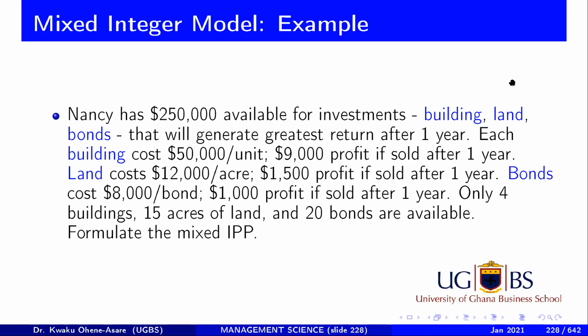Now, these ones are simple. The main one is this: only 4 buildings, 5 acres of land, and 20 bonds are available. So that is on the right-hand side of the constraint. Formulate a mixed integer programming problem. Now, even if you have not been told to formulate a mixed integer programming problem, you will know that some of these things are integers. They've got to be whole numbers.